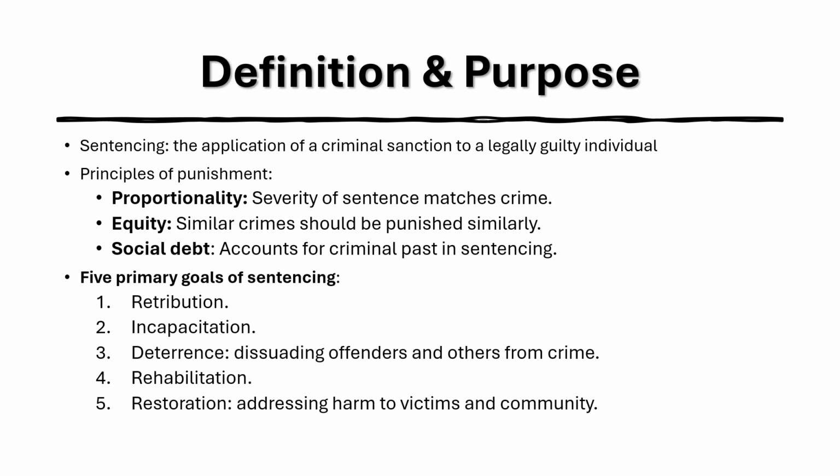Sentencing is essentially the application of criminal sanctions to legally guilty individuals. There are three main principles to punishment. The first is that punishment has to be proportional. The severity of the sentence must match the severity of the crime. In criminology, you will learn about the classical school of criminology and the different schools of criminology. One of the tenets of the classical school is calling into question the purpose of punishment and the purpose of sentencing. Cesare Beccaria wrote On Crimes and Punishments to call out disproportionate punishments in medieval times.